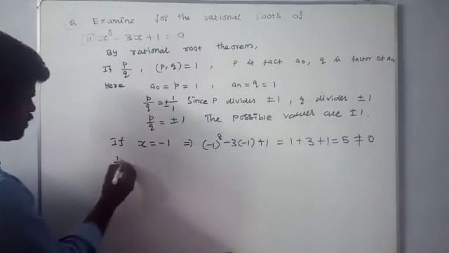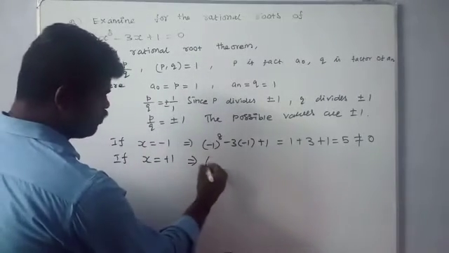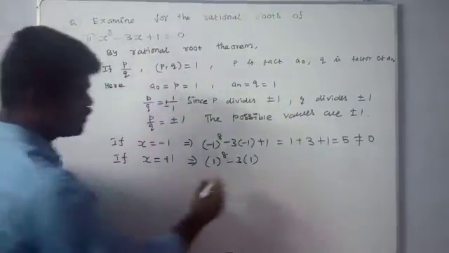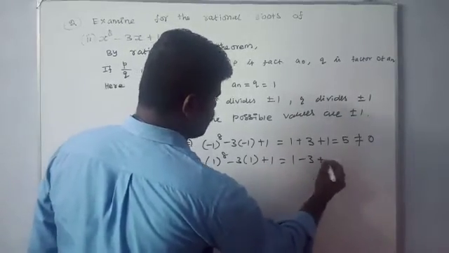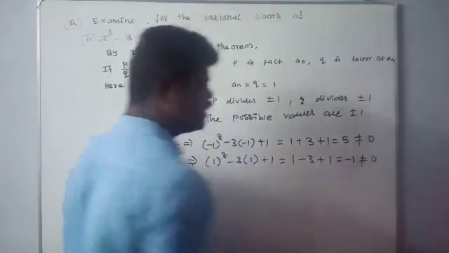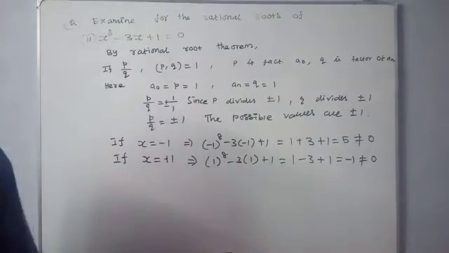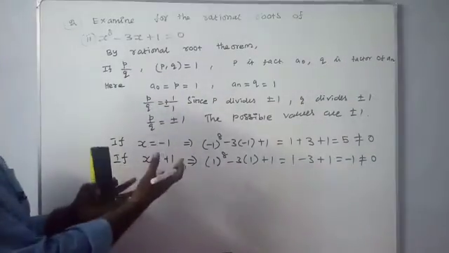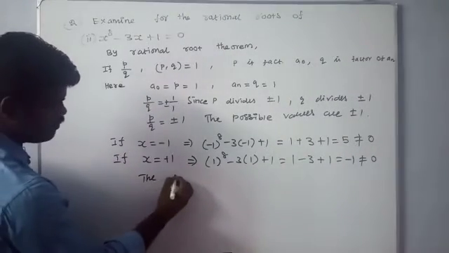And if x is equal to plus 1 here, what is the value? Plus 1 whole power 8 minus 3 into plus 1 plus 1, which is equal to 1 minus 3 plus 1. This is 2 minus 3, which is equal to minus 1, which is also not equal to 0. Therefore x equal to plus 1 is not a root. So both rational numbers are not roots. So there are no rational roots. The conclusion is there is no rational root.